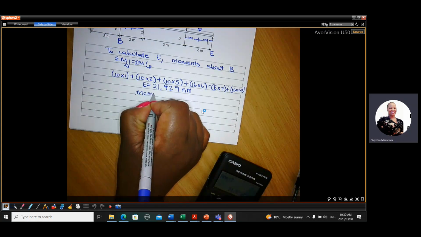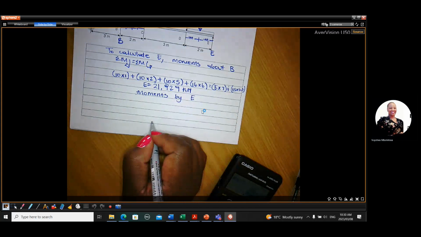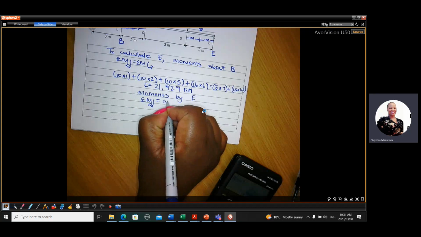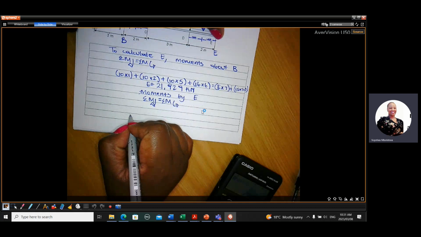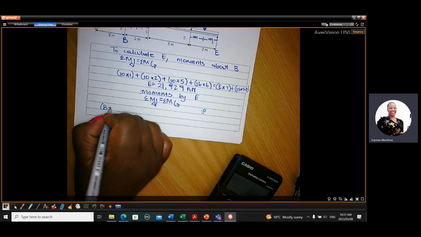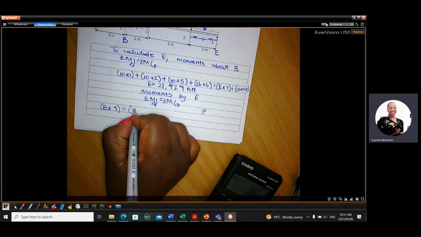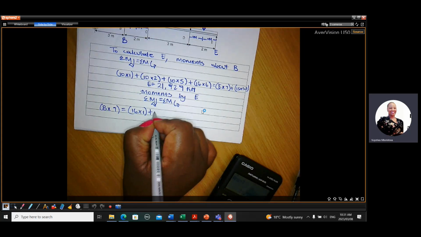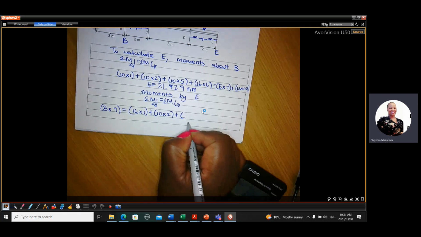Okay. And then to calculate E, we took moments about B. To calculate B, we're going to take moments about E. If we take moments about E, again, sum of the clockwise moments are equal to sum of the anti-clockwise moments. So clockwise, if we are here by E, only B will be clockwise. B times 7. Then anti-clockwise, we have 16. How far is 16 from E? It's 1. The next force is 10. How far is 10 from E? It's 2.